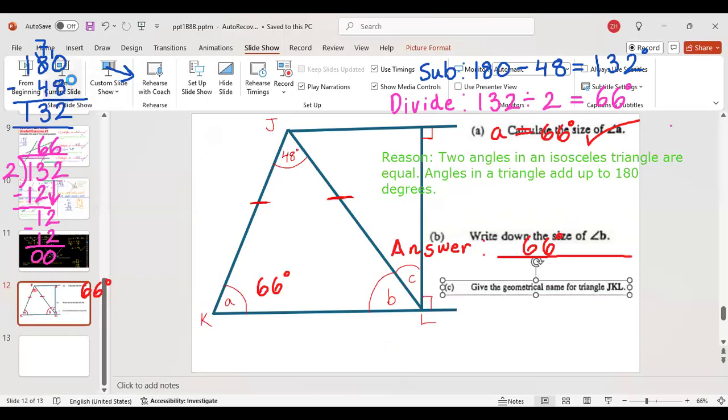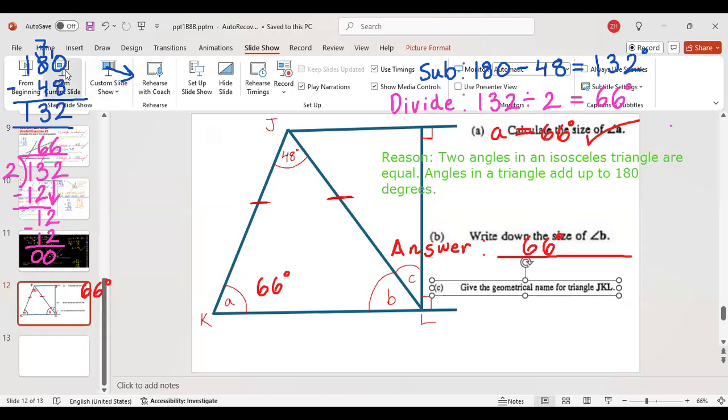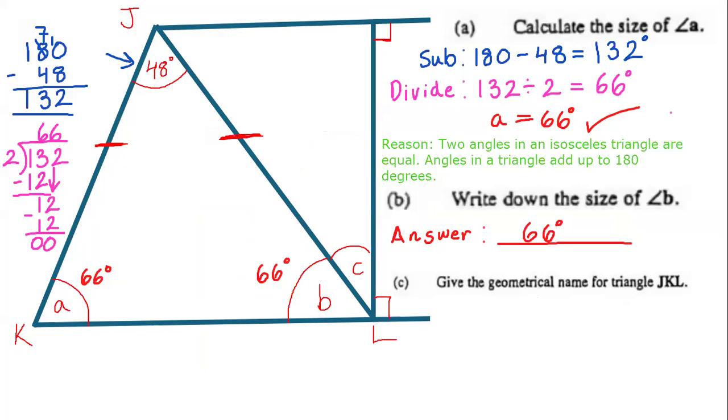Good. So part C, read part C, Amaya. Part C. Give the geometrical name for triangle JKL. Very good. How would y'all answer that? We want the geometrical name for triangle JKL. What is that?